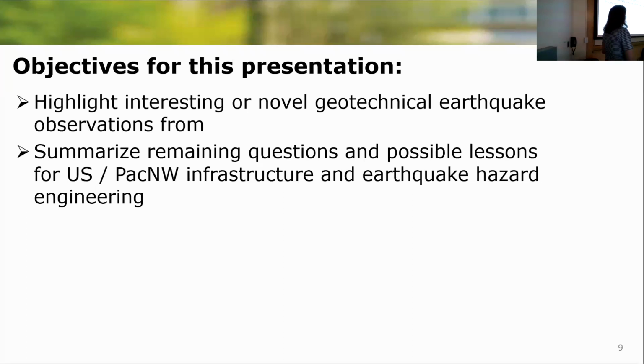Objectives for this presentation: I want to highlight some of what I consider interesting or novel geotechnical earthquake observations, and then also summarize remaining questions from these earthquakes, areas that we plan to focus on to learn from these earthquakes, and that can then provide some lessons for us in the US Pacific Northwest.